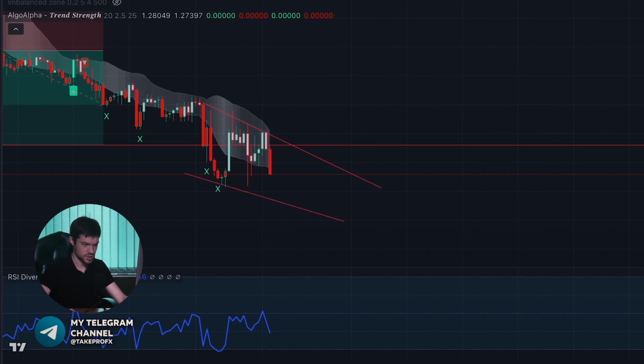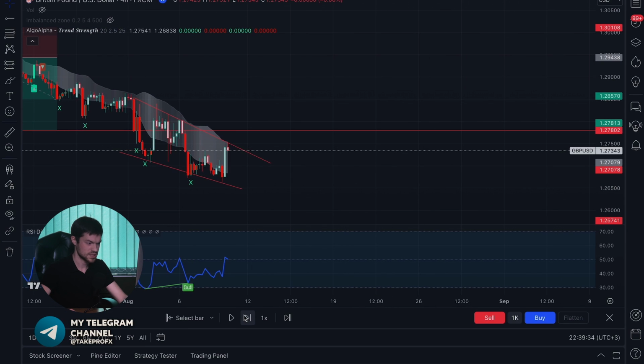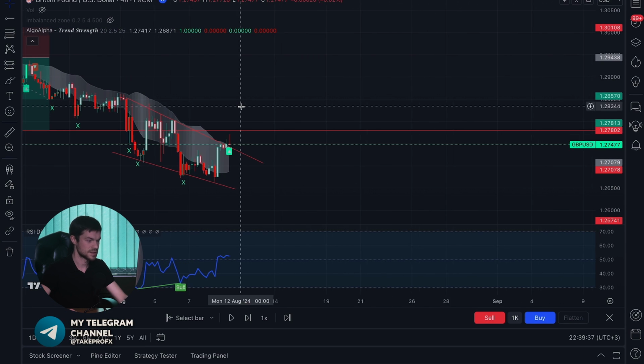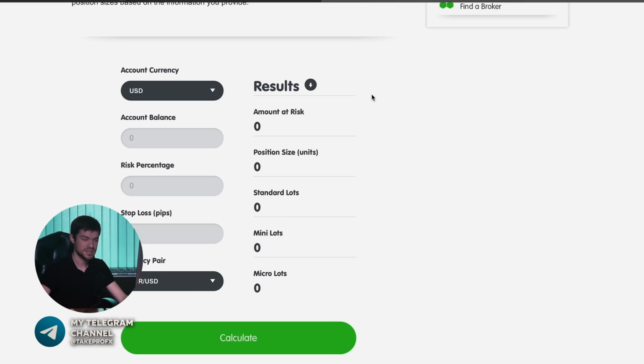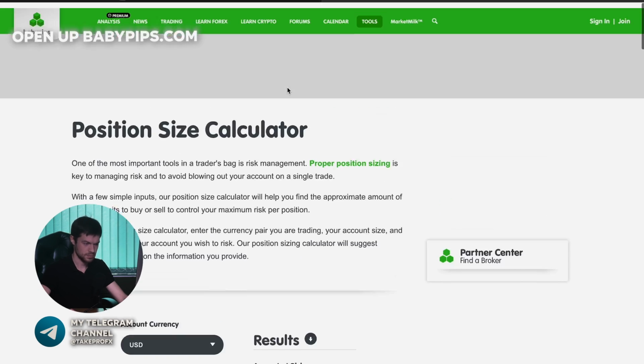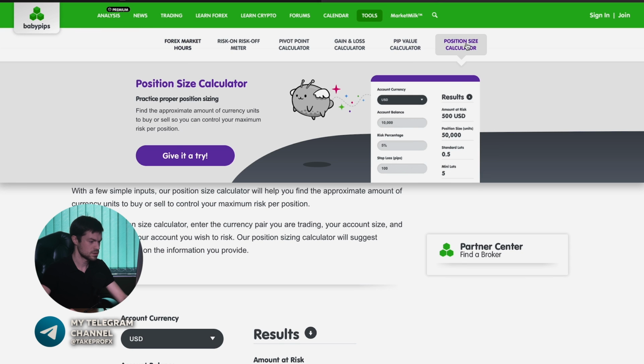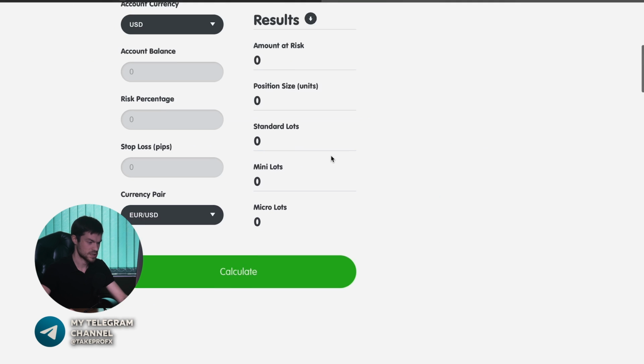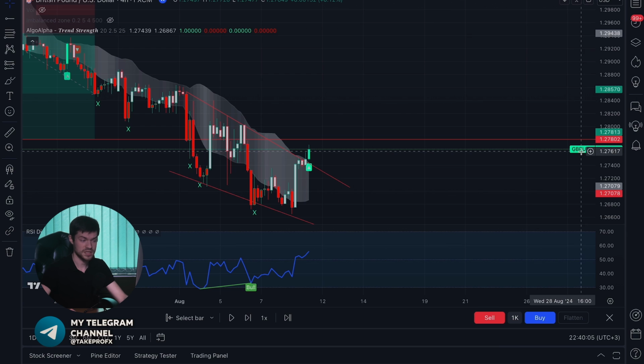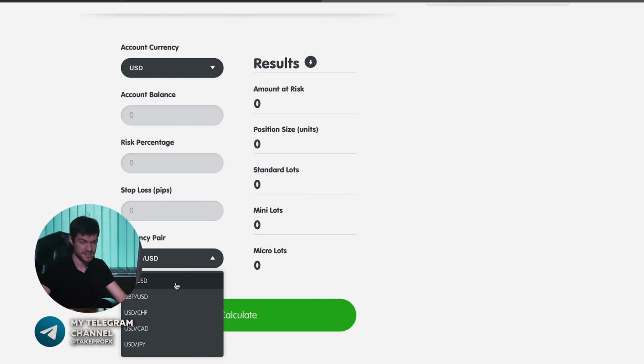Let's take a fresh situation. Here we also have a former divergence. Here we have a signal. So how do we calculate our trade in this case? We will need to open the site babypips.com. Here we go to the tools section and click on the position calculation site. So the site is opening, and all we need to do here is, at first, select a currency pair.